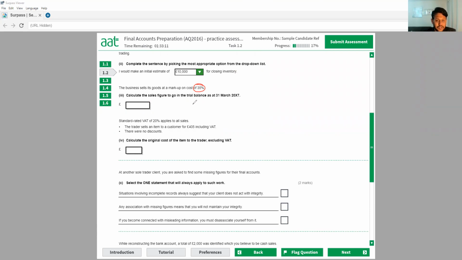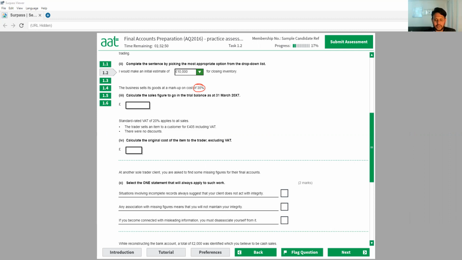Okay, so I need to know how we can calculate that. Remember that a markup and a sales figure are contradictory because they do not go together. Markup is linked with the cost and the margin is linked with the sales. So let's have a look. How much will the sales be? We need to add a profit on there.